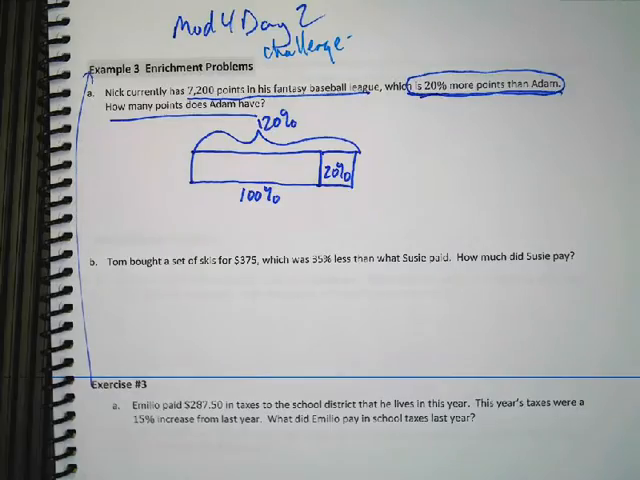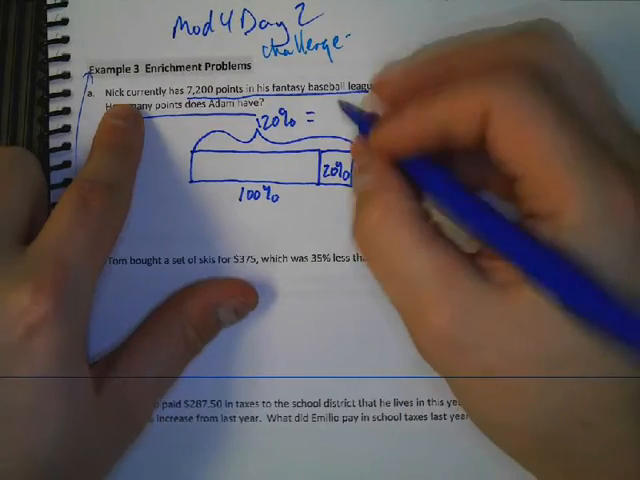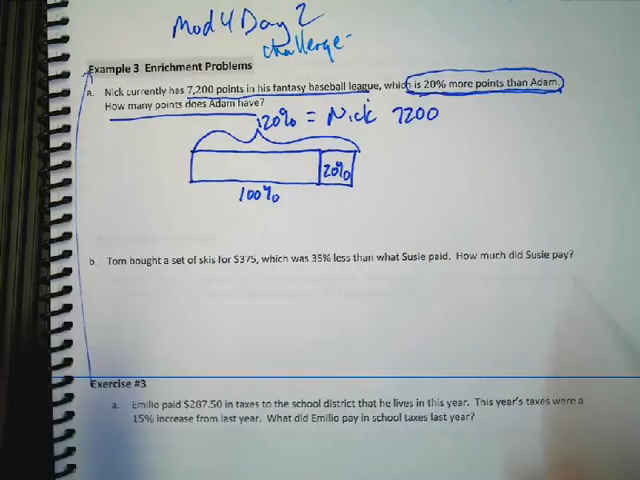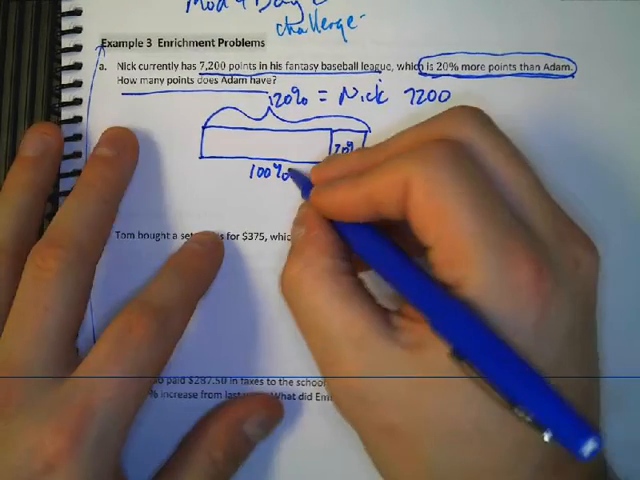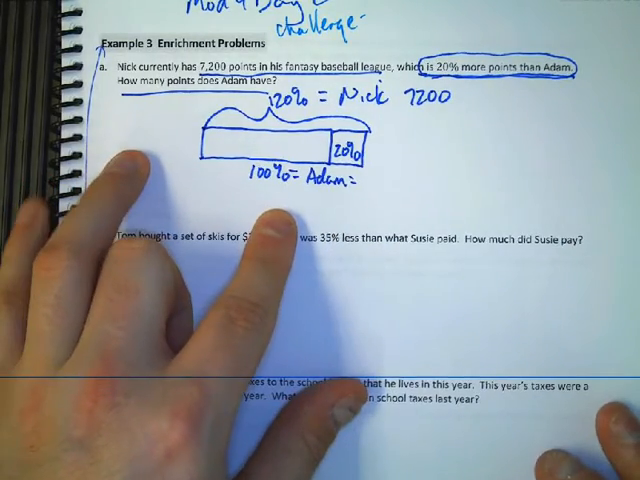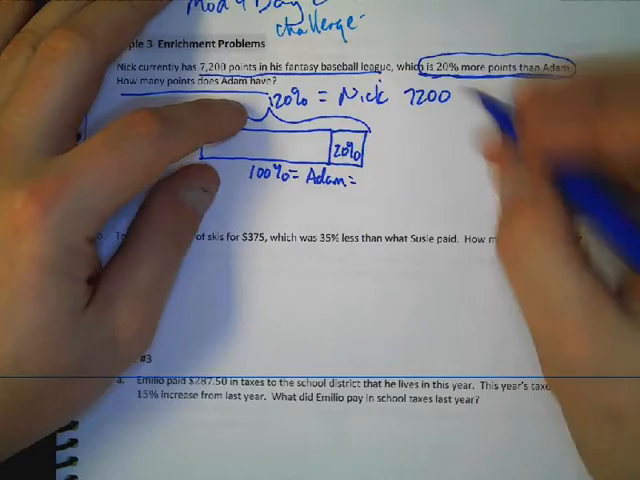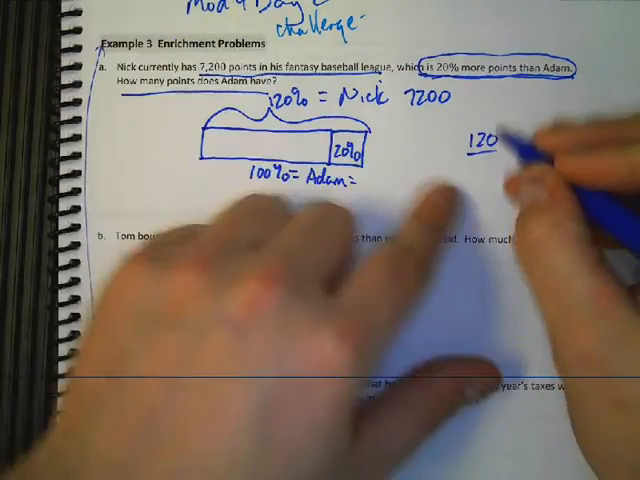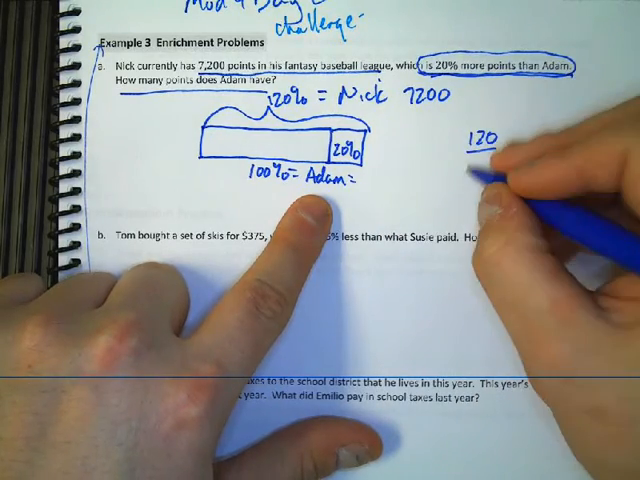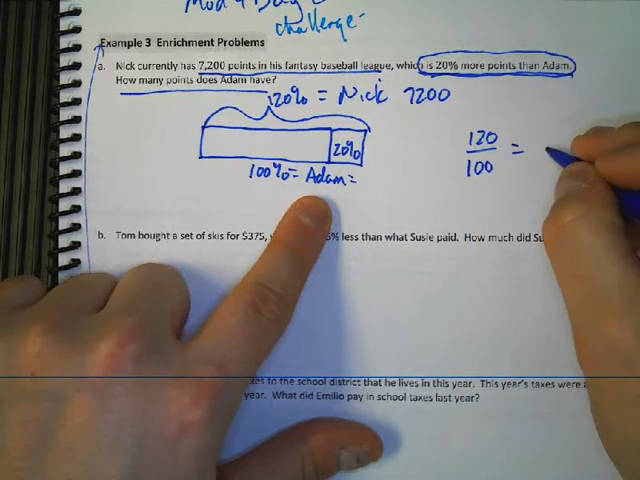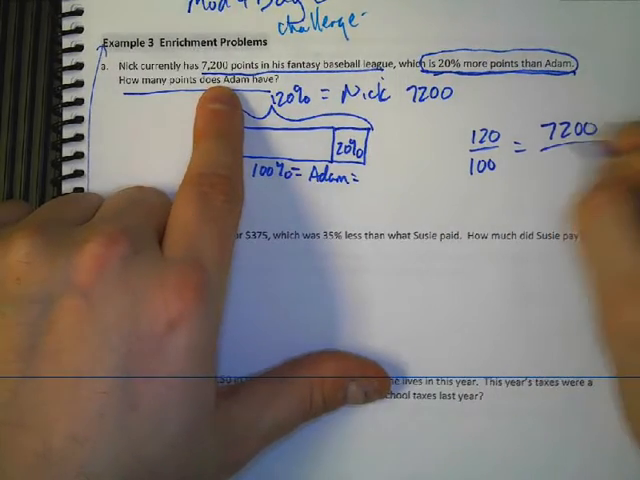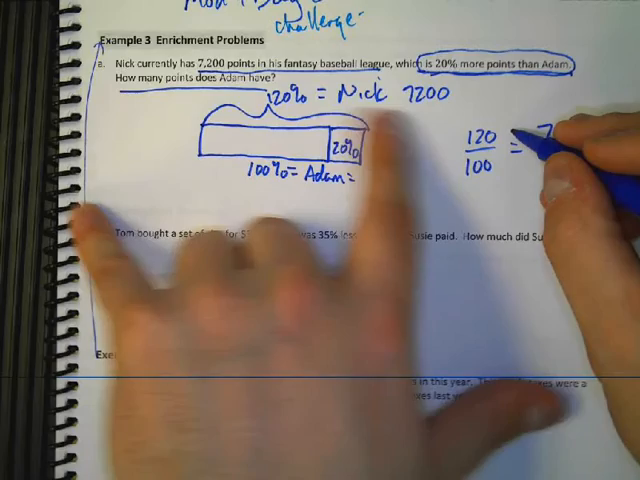And the 120% is what Nick has. And Nick has 7,200. The 100% is what Adam has. And that's what we want to find. So watch how my proportion sets up on this one. I'm going to take 120%, because I added 20% to the original 100%, which represents Adam's, over 100 equals. Okay, the 7,200 is the 120. All right, we want to find what Adam has.